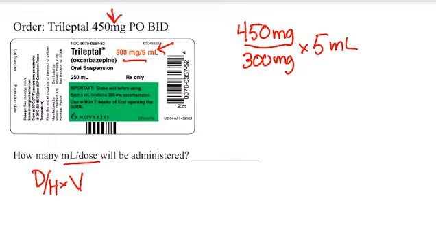So I'm going to go to my calculator. Now I'm going to do 450 divided by 300 and multiply that by 5. What is my answer? My answer is 7.5 milliliters. Final answer.